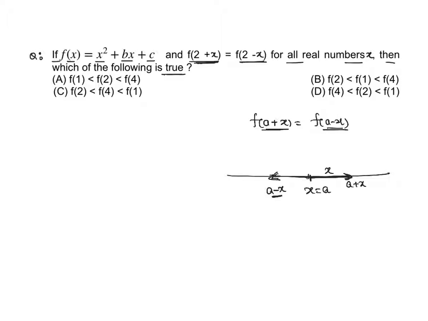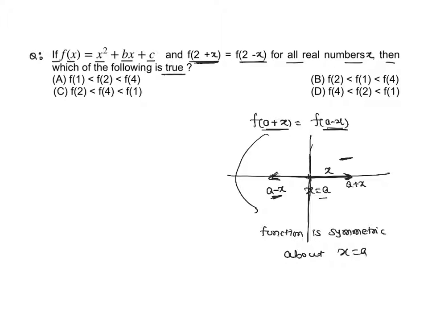That means whatever value comes on the right side of a and the left side of a, there will be a mirror image with respect to a. That means x equals a will work as a mirror for the left and right sides. So we can say that the function is symmetric about x equals a. Clear?